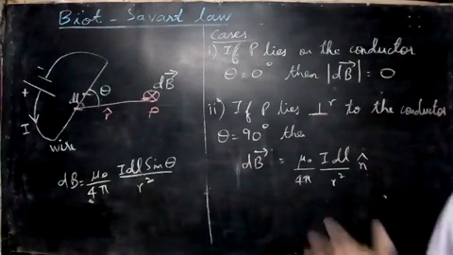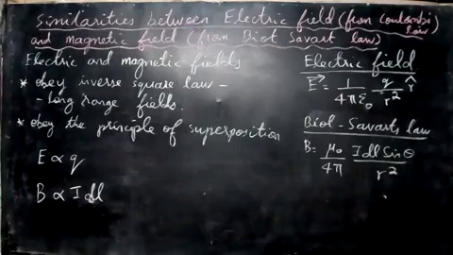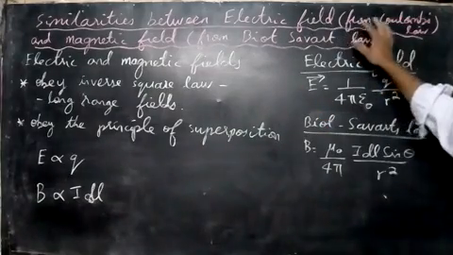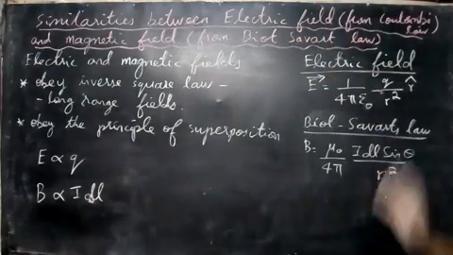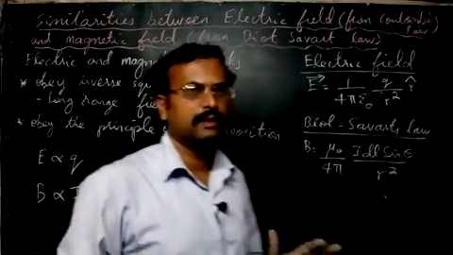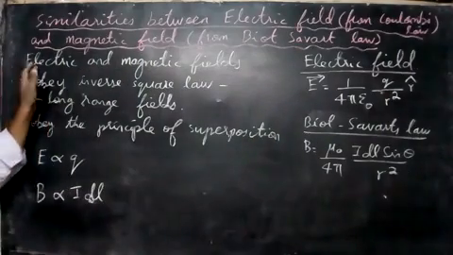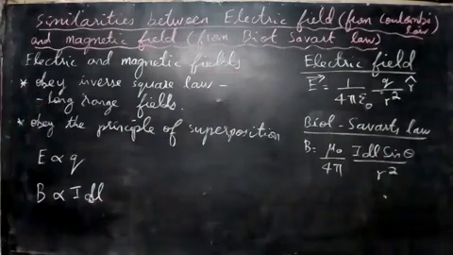Okay, so let me pause it for a moment and rub it out. Now let us study the similarities between electric field, that's from Coulomb's law, and magnetic field from Biot-Savart law. Let's study the similarities first, then we'll go to differences. So electric and magnetic fields obey inverse square law, and they are long range fields. So let's see this now.